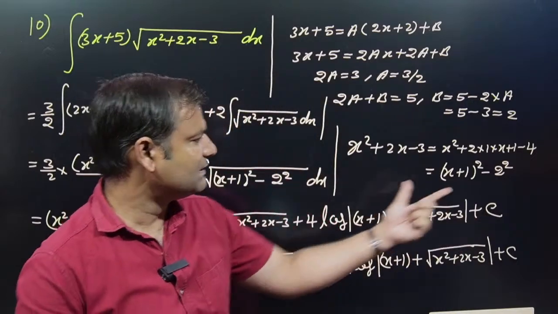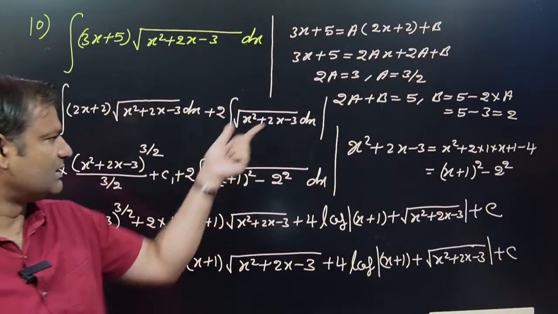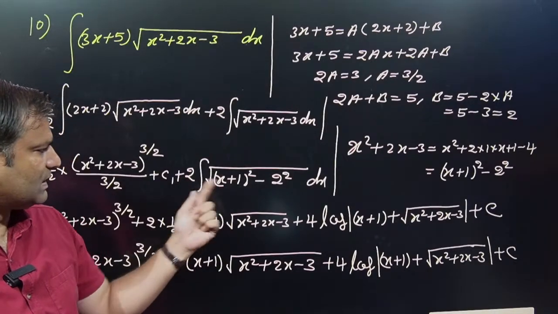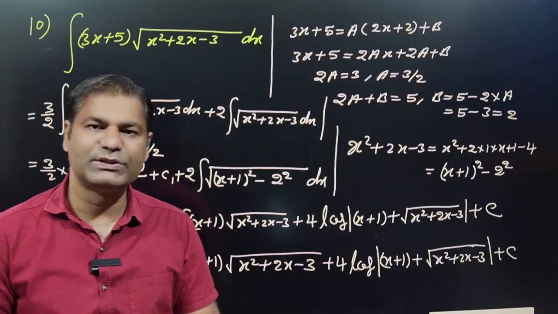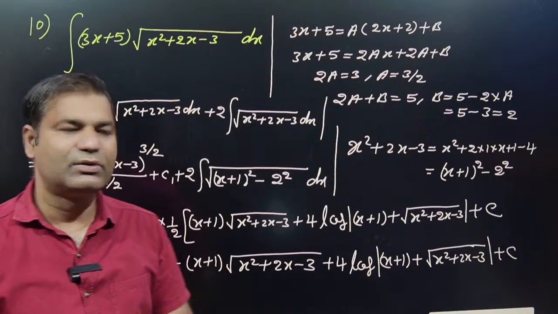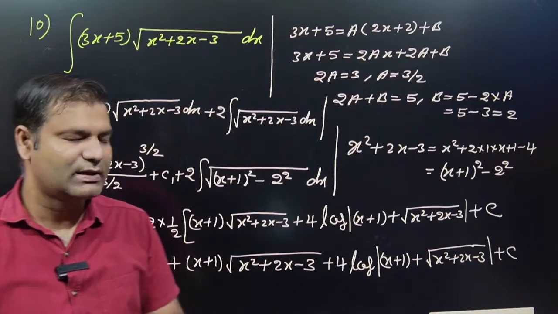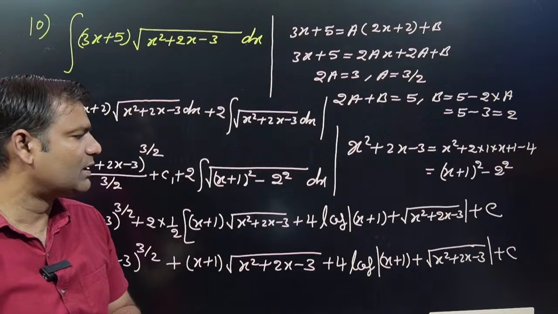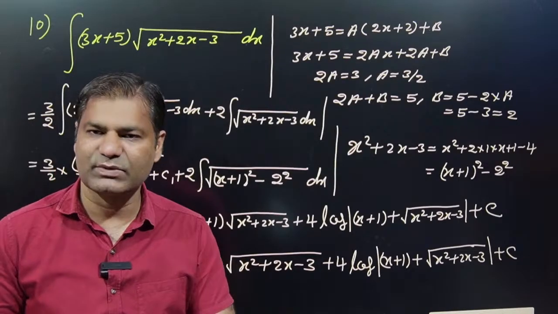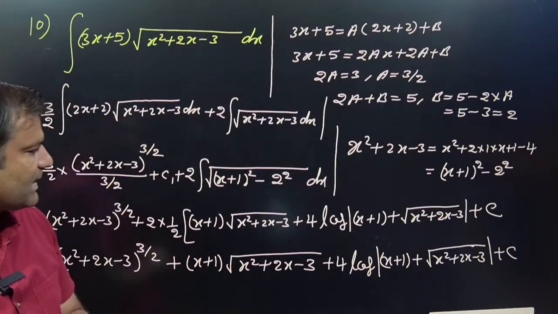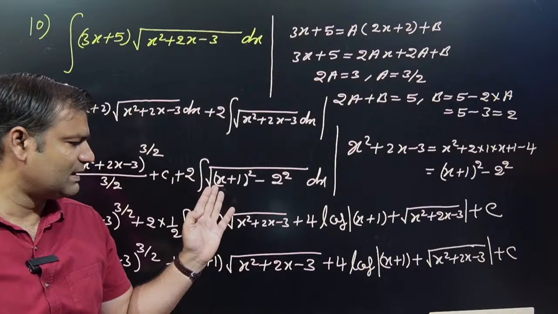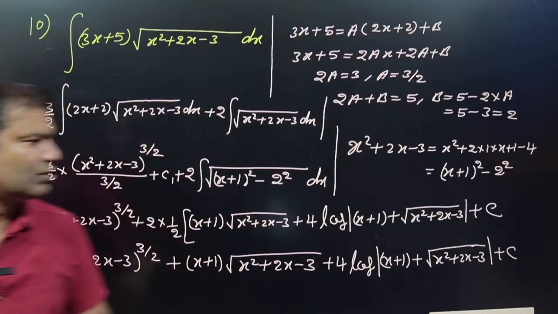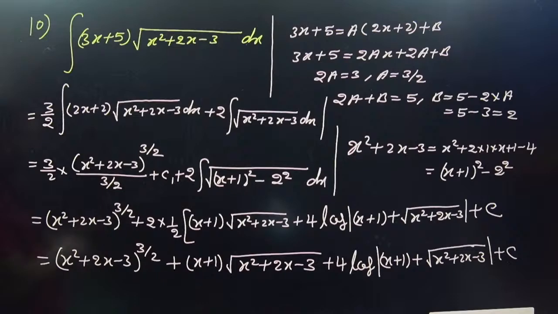After that, these two values, put replacing that part. I know the formula of the integration of under root of x square plus a square, that is x into under root of x square plus a square, into log of x plus under root x square plus a square, plus c. So x here is x plus 1 and a is 2. Okay, then we get the final answer.